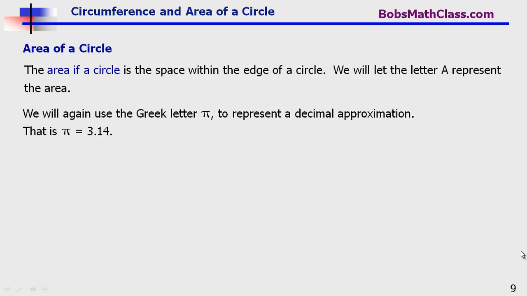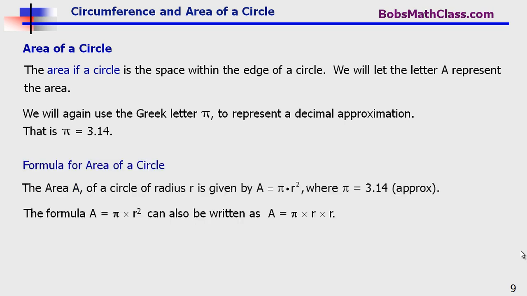Okay, now our next formula, we're going to talk about the area of a circle. Remember, the area is the space within the edge of the circle. We will let the letter A represent the area. We're again going to use the Greek letter pi to represent the decimal approximation, which is 3.14.